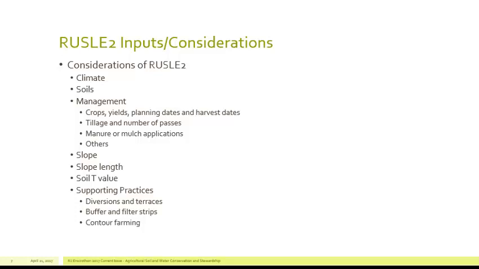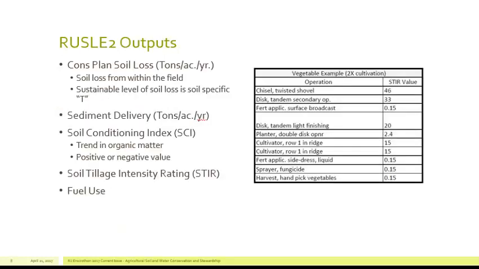Our soil T-value is a constant for the type of soil, and any supporting practices are also included in RUSLE2. So if we have any diversions, filter strips, or if we're contour farming, all of those practices are considered in RUSLE2. So some of the important outputs we get from RUSLE2 is our plan soil loss value.